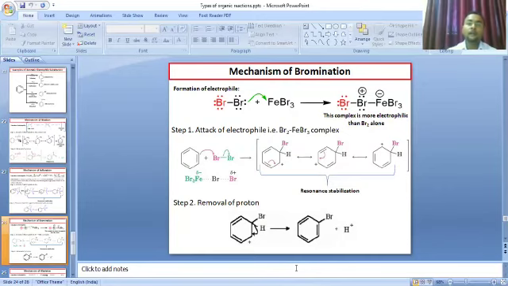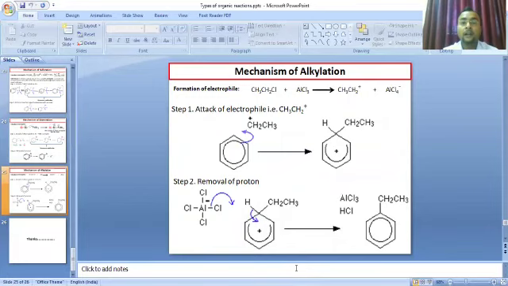Now come to the last mechanism, the mechanism of alkylation. We will see first the formation of the electrophile from ethyl chloride in the presence of aluminum chloride, which gives the ethyl carbocation and the tetrachloroaluminate ion. In step 1, the ethyl carbocation attacks the benzene nucleus to give a resonance hybrid, and the positive charge is delocalized, and the transfer of pi electrons throughout the benzene ring stabilizes this structure. In the second step, the proton is easily removed, and we get ethylbenzene as our desired product.